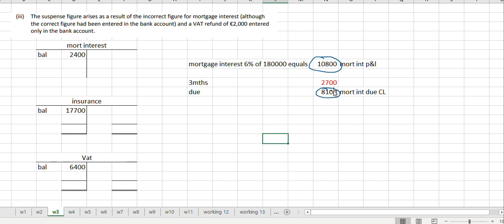These are the two figures. Now, as you can see, we worked out 3 months interest, and 3 months interest should be 2,700. But when we look at the mortgage interest account, it's down as 2,400. So there's a mistake here. In order to get that to 2,700, we have to debit €300. We must do a double entry. So the insurance is our suspense. So I'll just add that in.